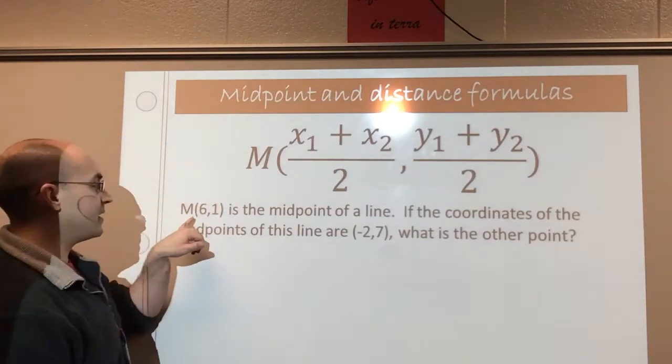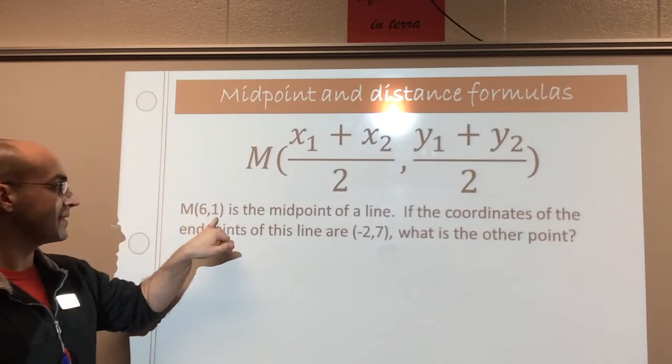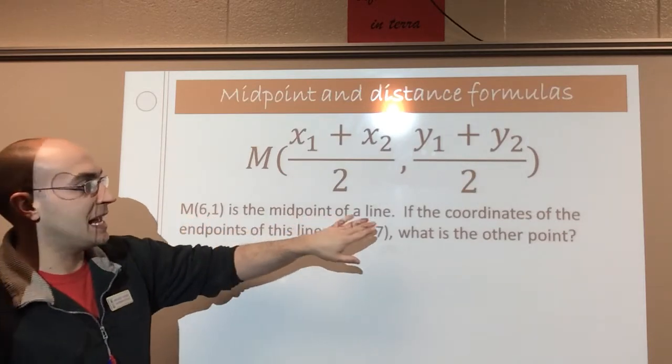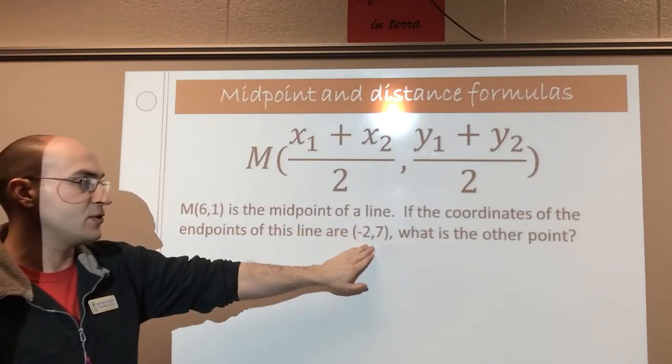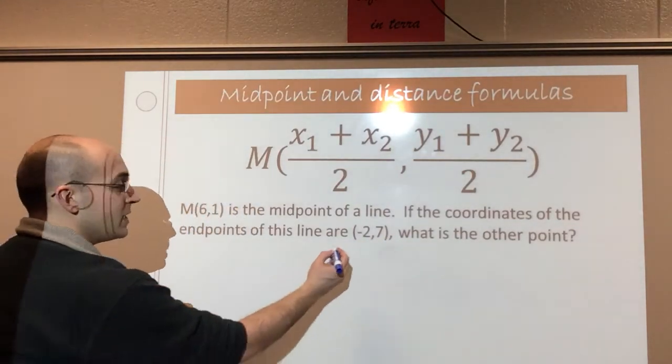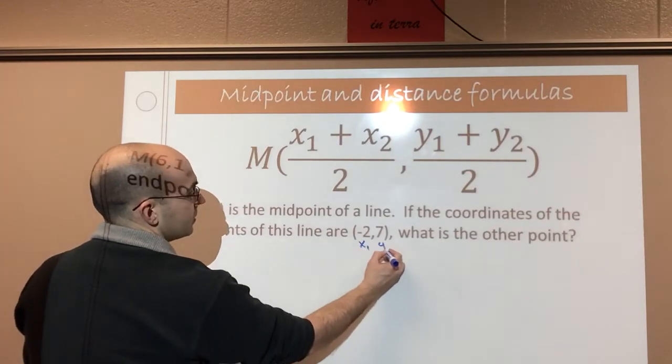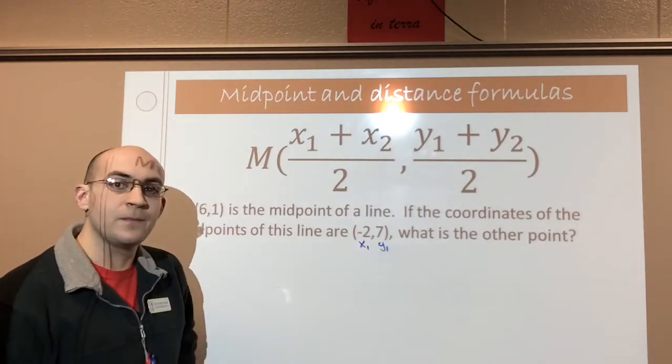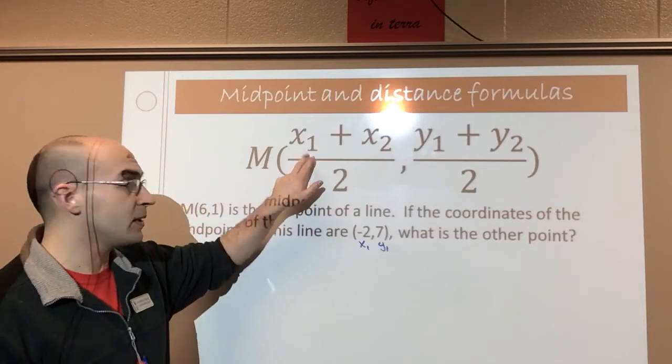So it says that M, which will represent our midpoint, is 6 comma 1. And I know one of my endpoints is negative 2 comma 7. So the question is asking us, what is the other point? So we know that this negative 2 is an x value, and we know that that 7 is a y value. That's all we need to know to be able to plug it in.